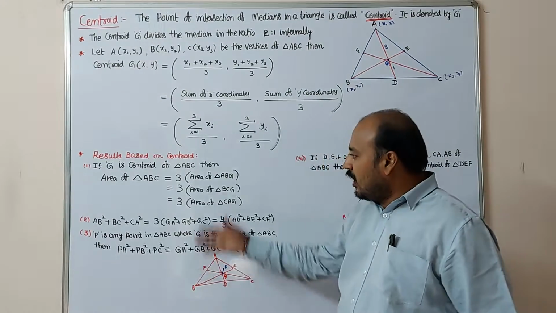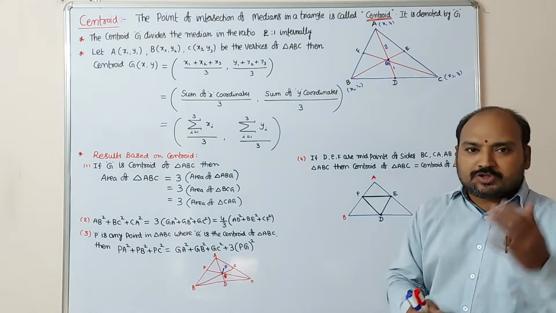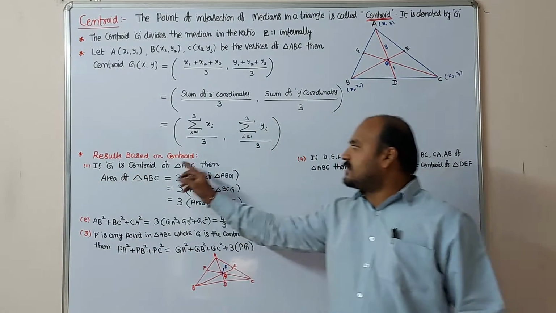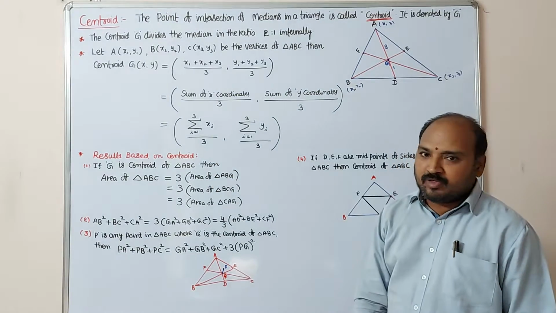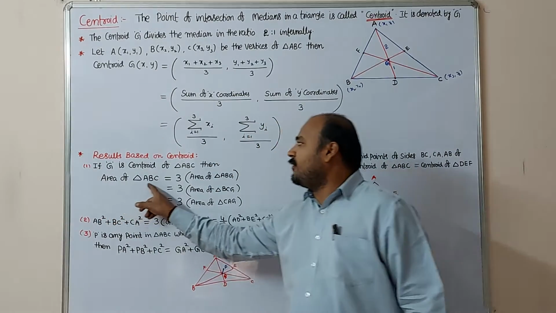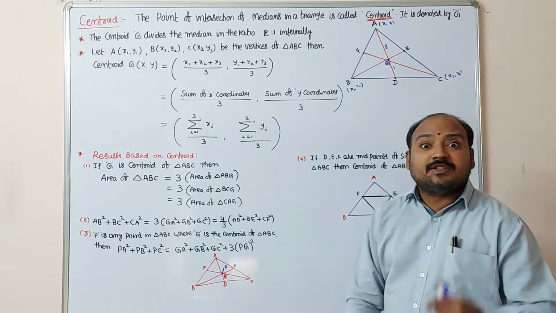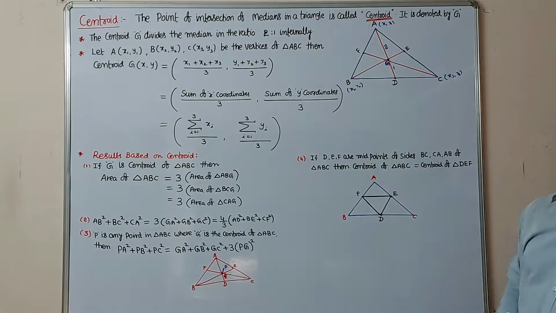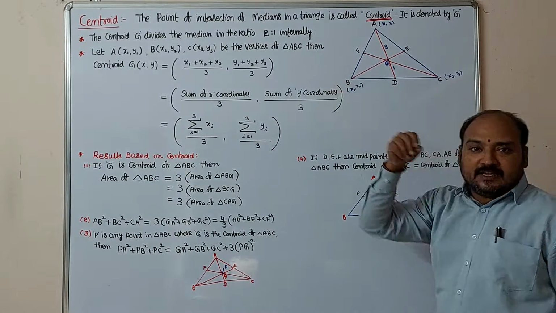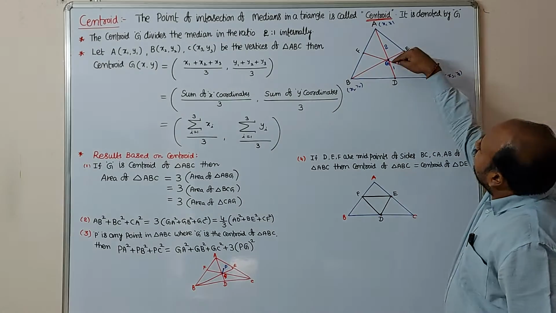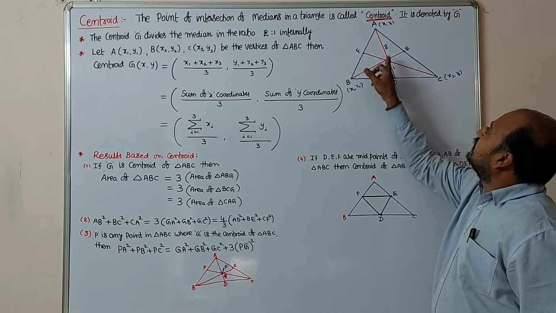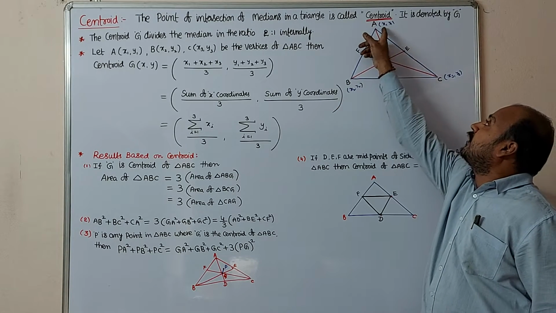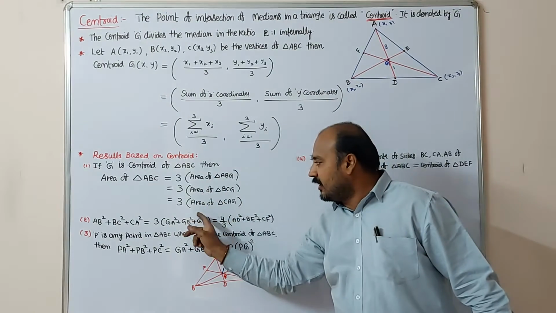Based on centroid, we have some results. Most important results I am explaining here. The first result: if G is the centroid of triangle ABC, then the area of triangle ABC is 3 times the area of triangle GAB. See here, observe this figure. Area of triangle ABC is equal to 3 times the area of triangle GAC, 3 times the area of triangle GBC, 3 times the area of triangle AGB. That's what I wrote here.